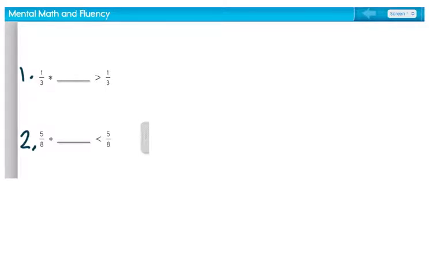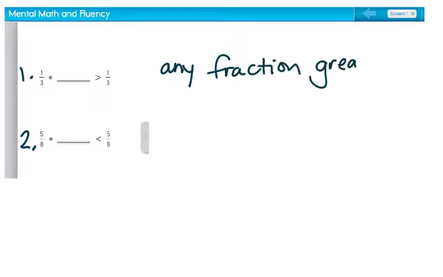Well, number 1, I can put any fraction greater than 1, and I would have an answer that's greater than what I started with. If I just multiply by 1, I would get the same thing. So I could put 1 and 1/4. That's going to give me an answer greater than 1/3. What could I multiply 5/8 by?